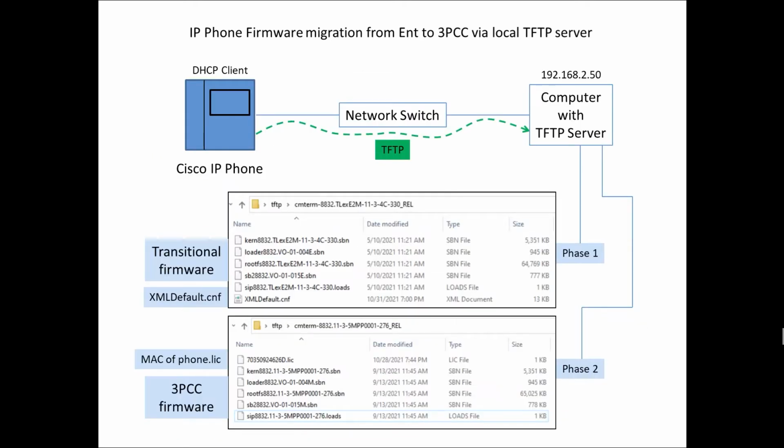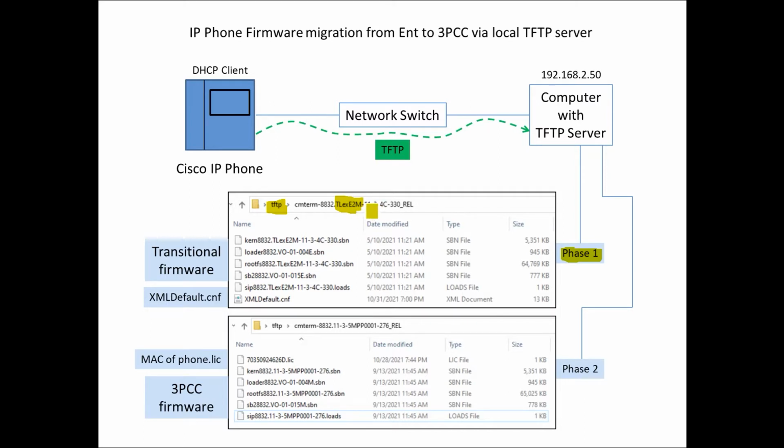Okay, so as far as the firmware migration from enterprise to 3PCC via local TFTP server, there's going to be actually two phases that this needs to happen in. So for phase 1, we're going to have a folder on our TFTP server set up where it's going to hold what is known as transitional firmware. And the way you know it's transitional firmware, in the middle of the name of the firmware, it's going to have TLEXE2M, and that signifies it's transitional firmware from enterprise to MPP.